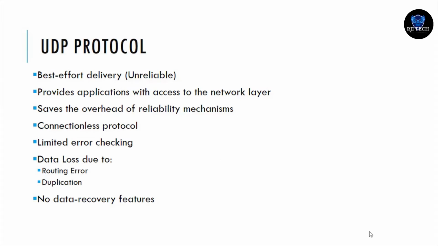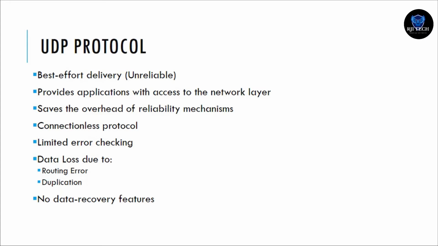The UDP protocol is the first protocol in the transport layer. It is used in the best effort delivery. It is unreliable, but it provides the application with access to the network layer. It saves the overhead of reliability mechanisms. It saves the acknowledgement, and saves the sequencing of the data. Each of the acknowledgement and sequencing needs added headers, and the UDP protocol saves this header and saves bandwidth for the data itself, the voice or the video being transmitted.